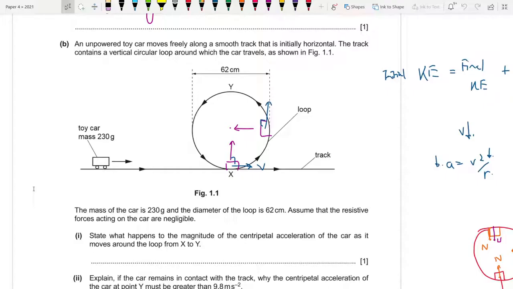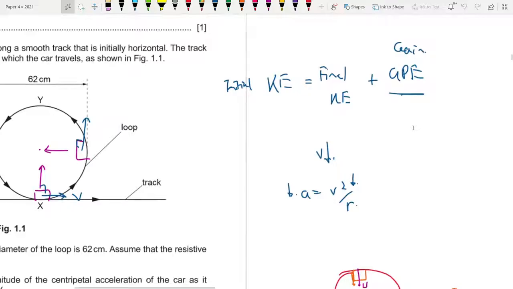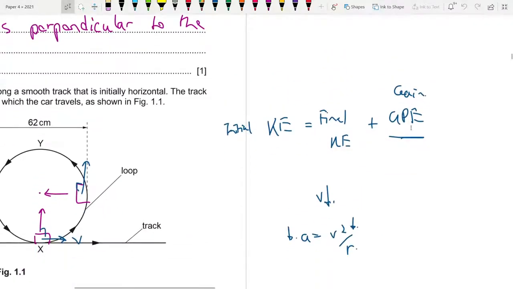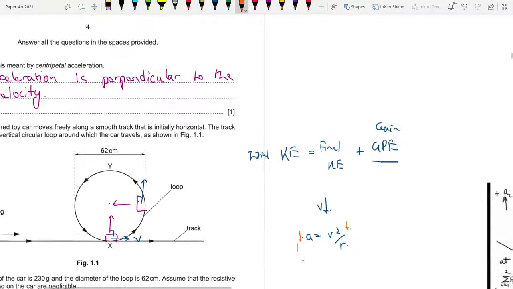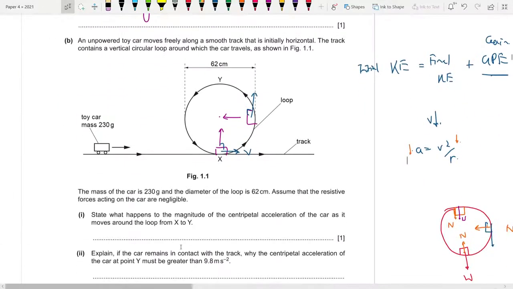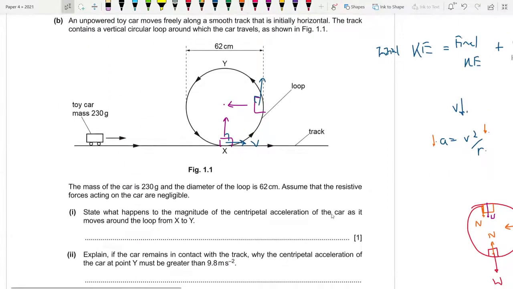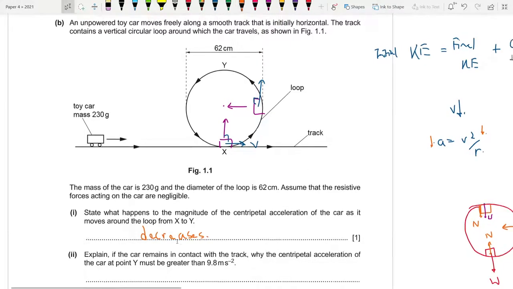And what is happening? As the toy car is moving up the loop, it is actually gaining gravitational potential energy and losing kinetic energy. Okay, so this is the energy conversion. Initial K is being converted to final K and some gain in Gp. So the final K is less than the initial K. That means there's a decrease in velocity. Now think about it. Centripetal acceleration is v squared by r. So if velocity decreases, acceleration will also decrease, right? That's the logic behind this. What happens to the magnitude of centripetal acceleration as it moves from x to y? The centripetal acceleration decreases, alright?